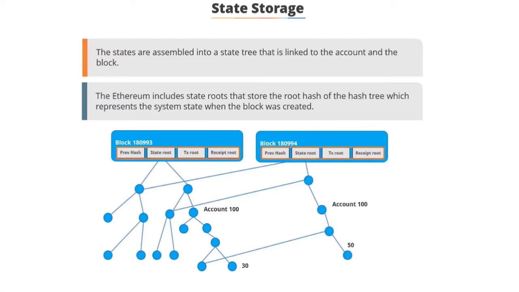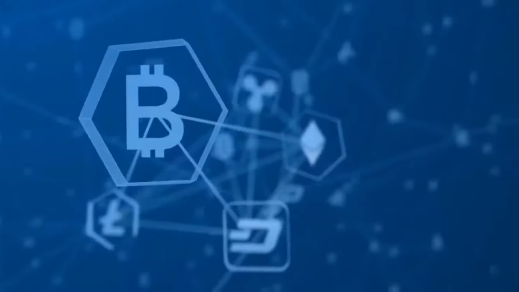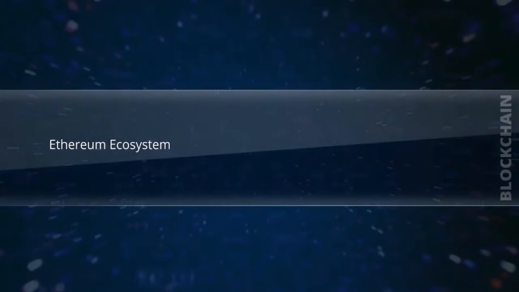The block header, as seen in the image on the screen, contains the previous block hash and 3 Merkle trees. These trees are to maintain the state, to maintain the transactions, and to maintain the receipts. Also, each block always refers to its previous block's hash. Ethereum ecosystem.